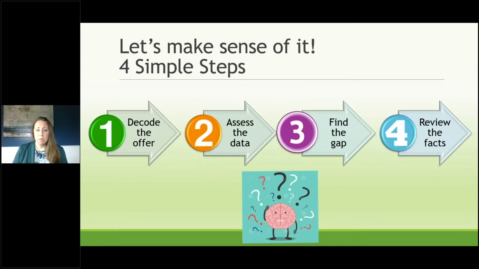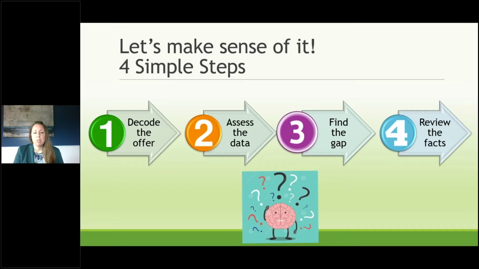So to make sense of it, we have 4 simple steps to go through and talk about in more detail. First, we're going to decode the offer. We're going to talk about some of the different language in those financial aid award letters. Next, we're going to assess the data, really take a deep dive into what is there and what all these different types of awards are. Then we're going to find the gap. The gap is the difference of what needs to be made up.